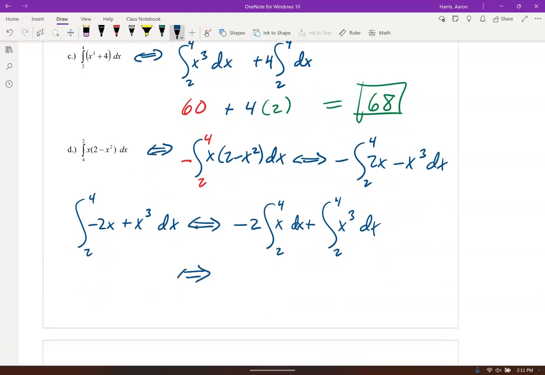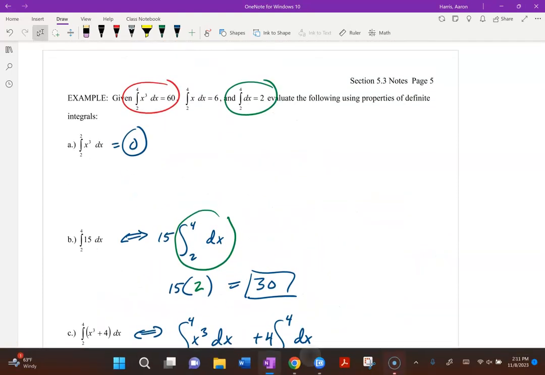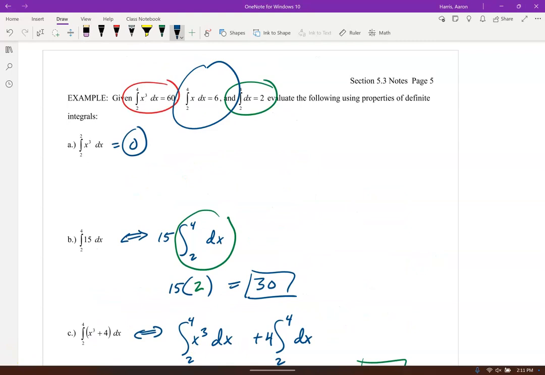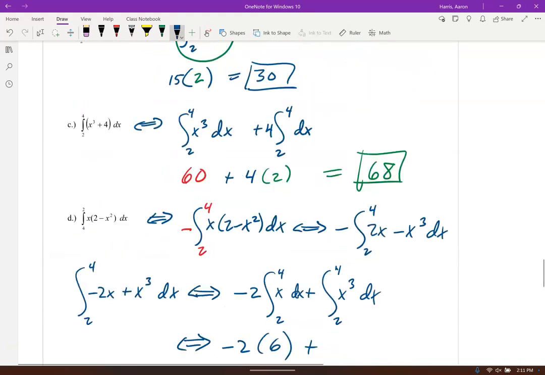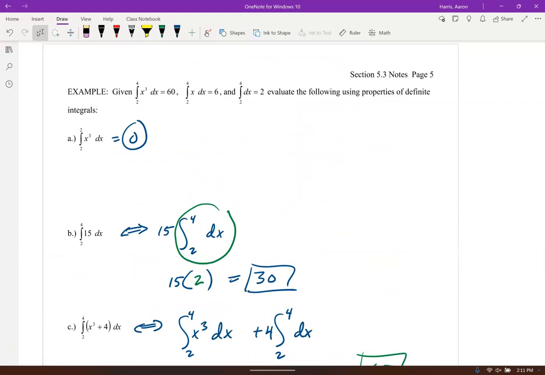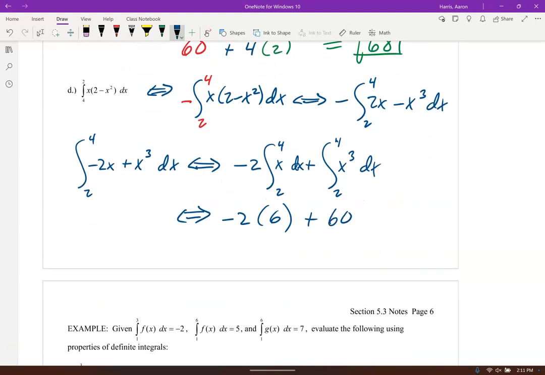So this becomes negative 2, and I go back up here. What's the integral of x? That's the 6 right there. So it's 6. Plus, then I go up here. What about x cubed from 2 to 4? That's the 60. So I got negative 12 plus 60. So this just ends up being 48 on that one.